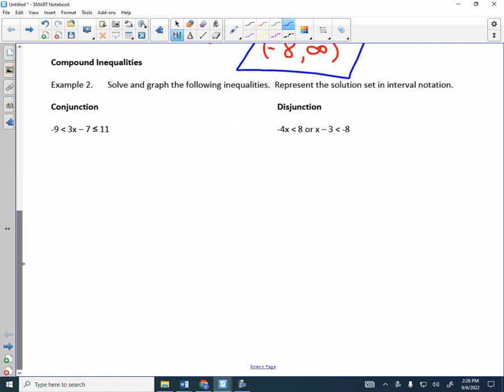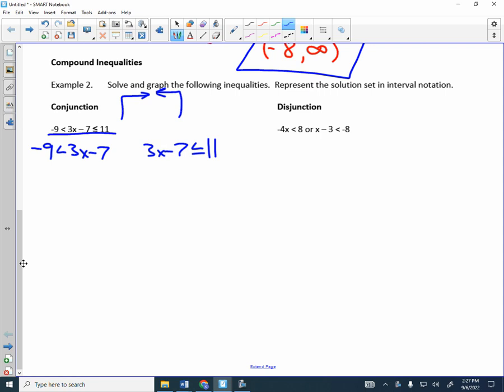Okay. Compound inequalities are inequalities that have more than one part to them. So 2 or more inequalities. This inequality here is called a conjunction. Conjunctions are ones that come together like this. And I like to separate it as -9 is less than 3x minus 7, and then I do another one. The second inequality is 3x minus 7 is less than or equal to 11. See how I extracted 2 inequalities? The inside is shared with the outside and the other outside.